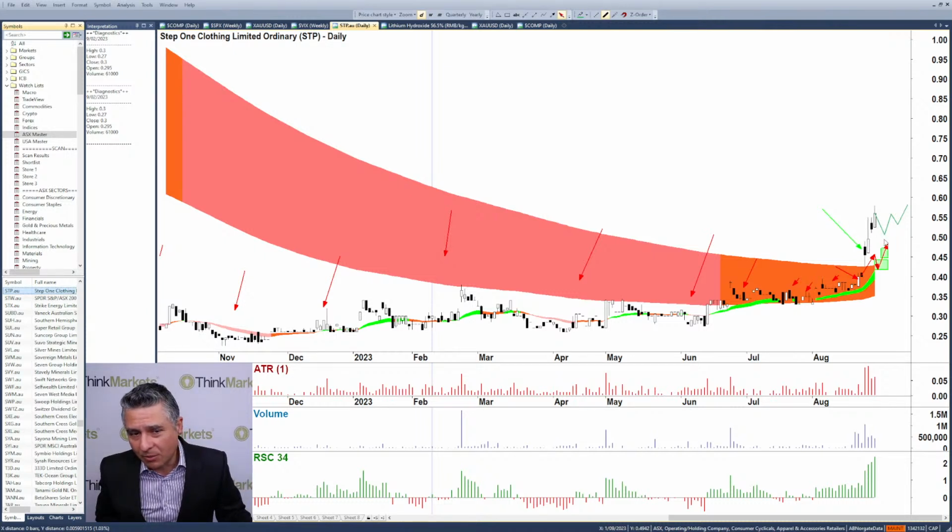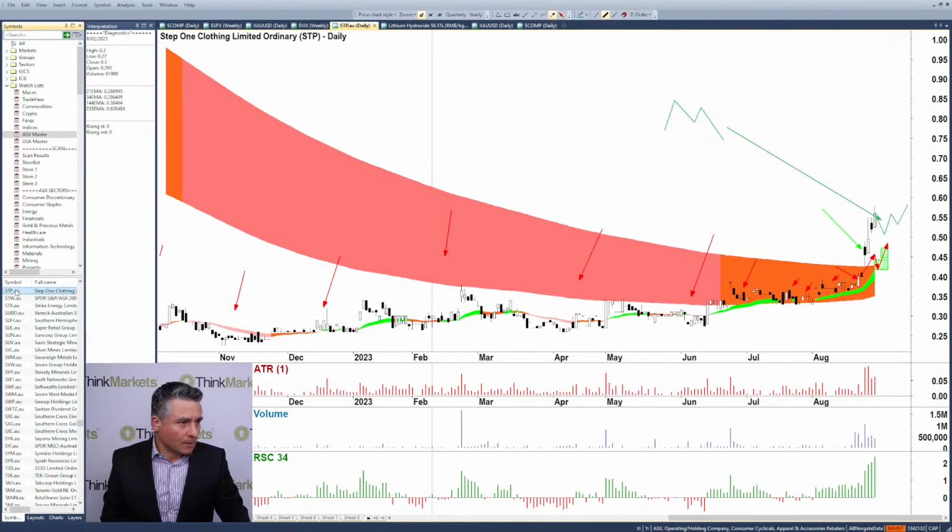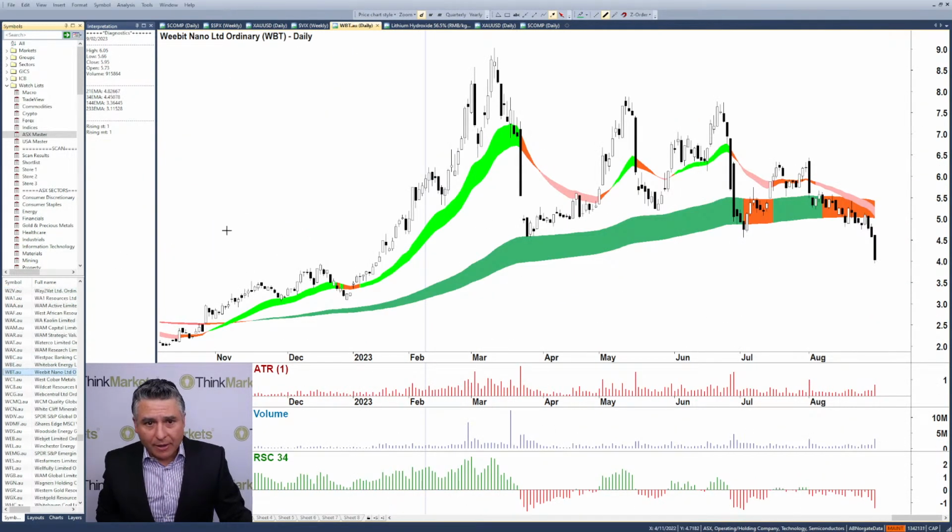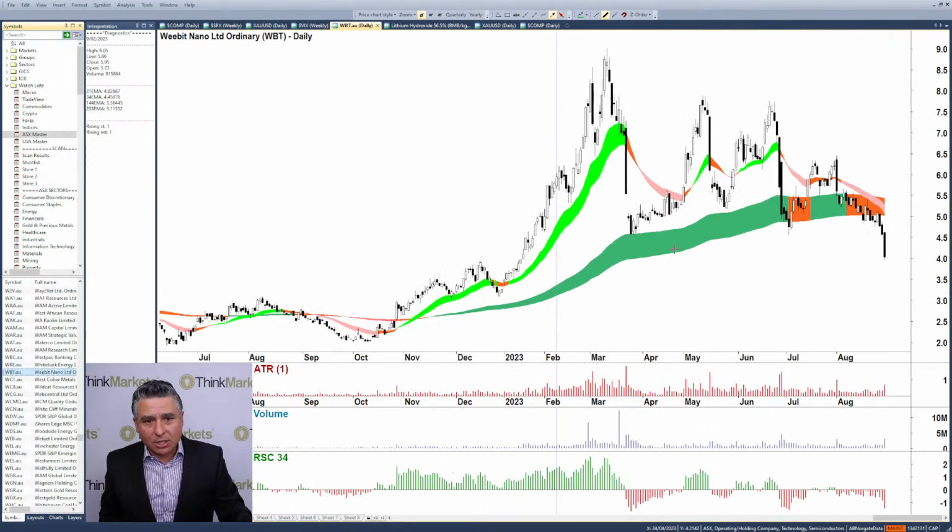I'd be very, very cautious about this. If it starts to show price action like this, then I'd just go find something else better to do with my time if it did that in there. I'm not going to look at the company valuation on that. Weebit Nano has got some issues. This is how trends change. This is how trends die.